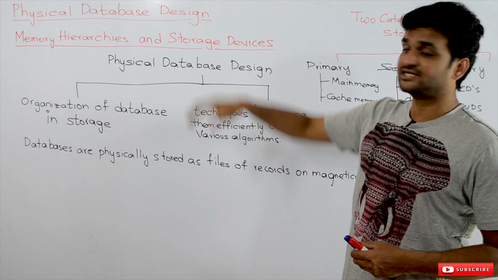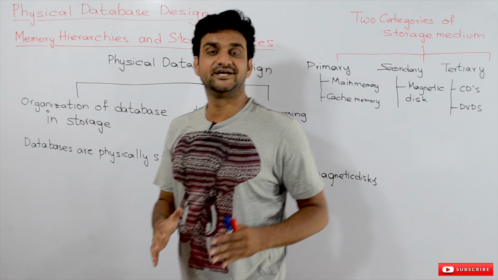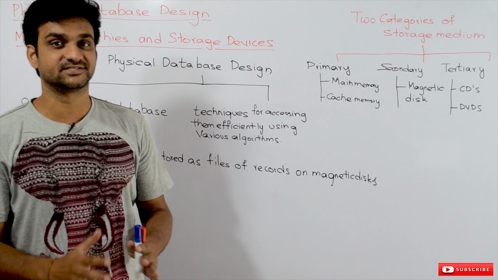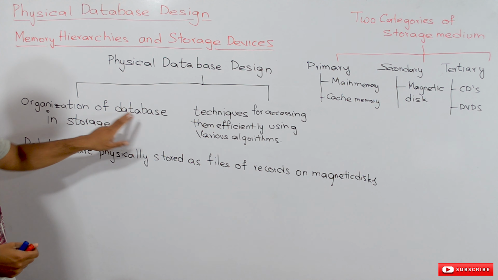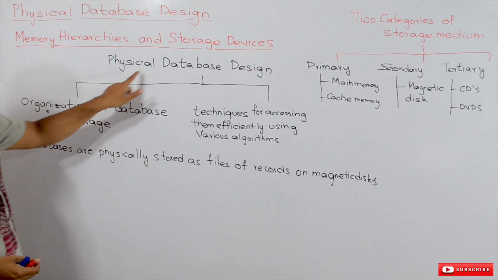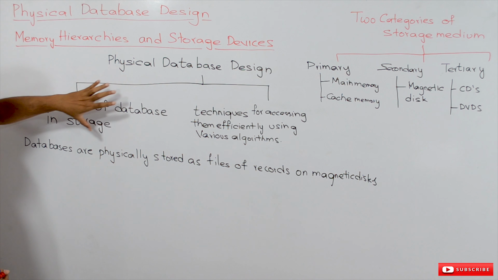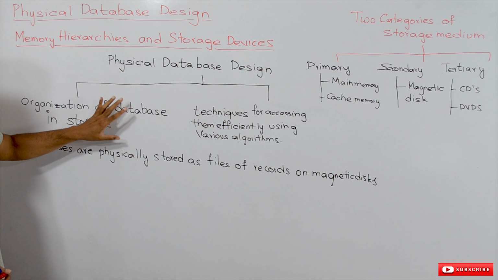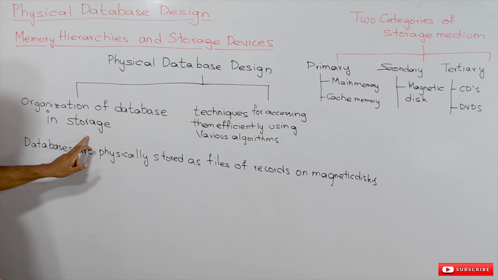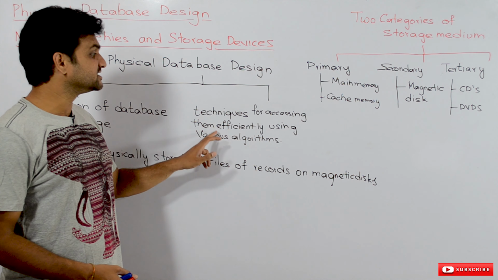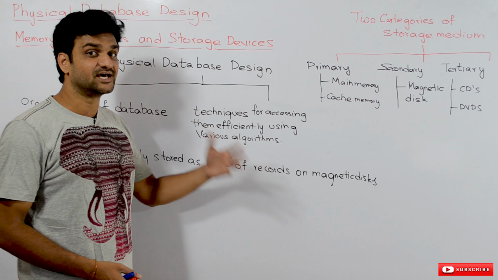What this physical database design will deal with is the organization of database in storage. Physical database design is going to deal with these two concepts: organization of database in storage, and techniques for accessing them efficiently using various algorithms.